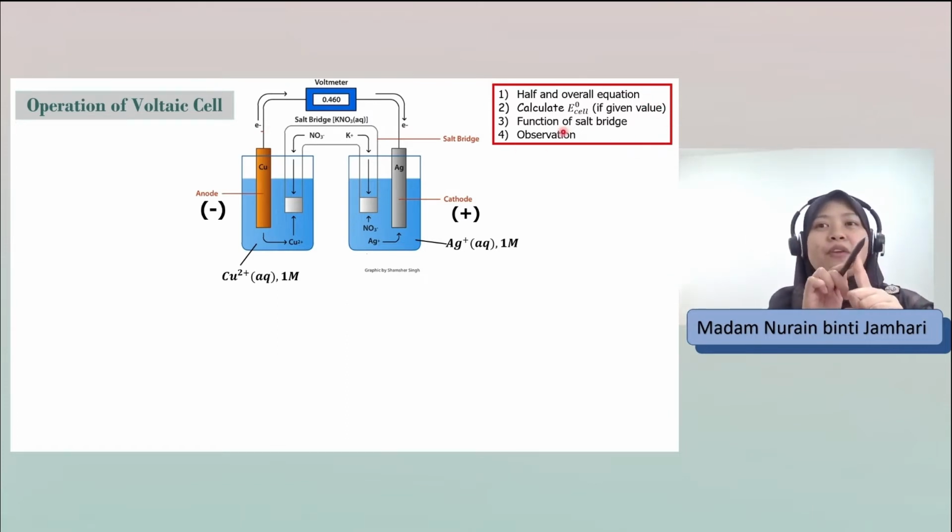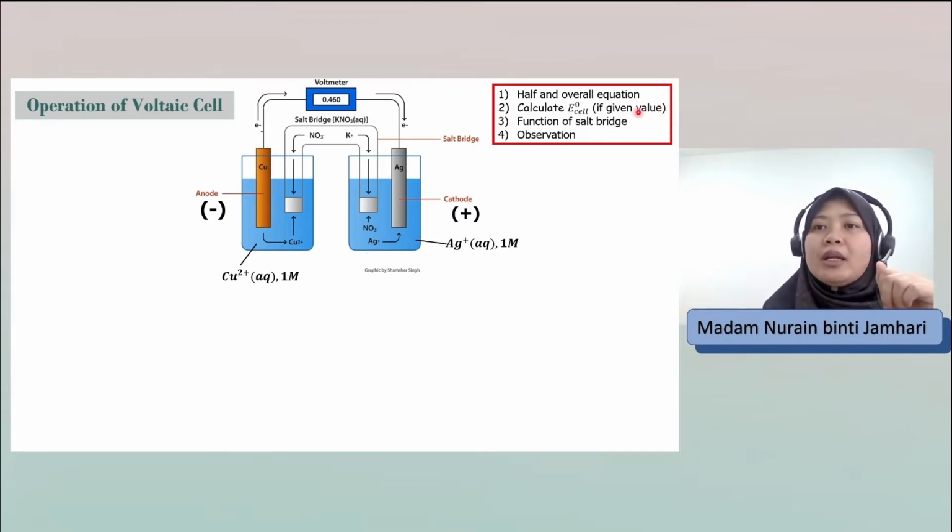So first kali you have to write the half equation. Yes, tak sampai lagi, but I'm going to show you. Okay, nanti kita akan tengok balik. Okay, the half equation, and then they will ask you to calculate E naught cell, if given values in the question.